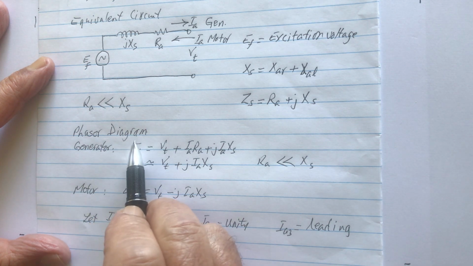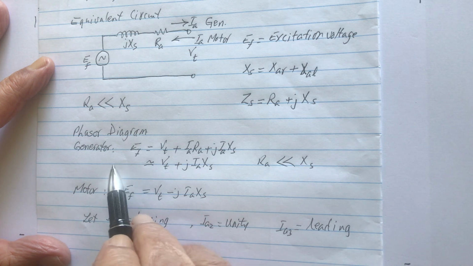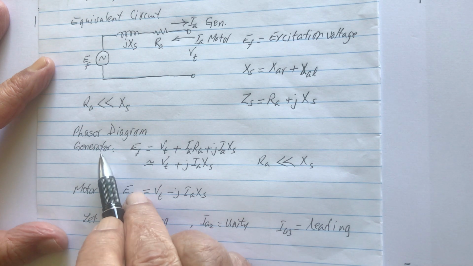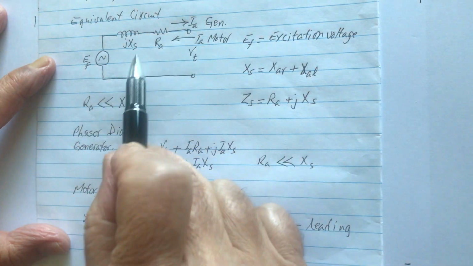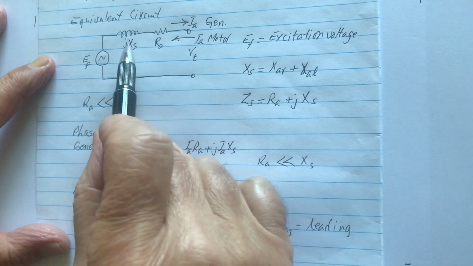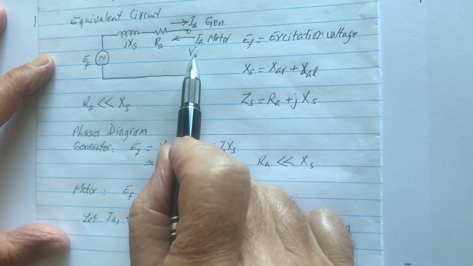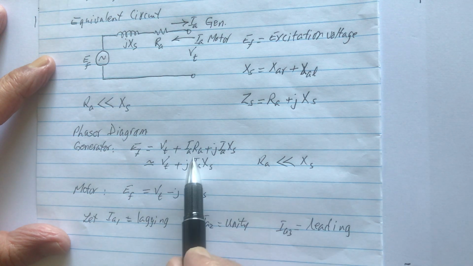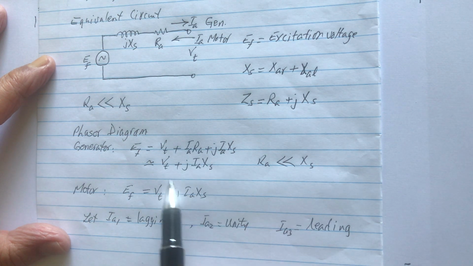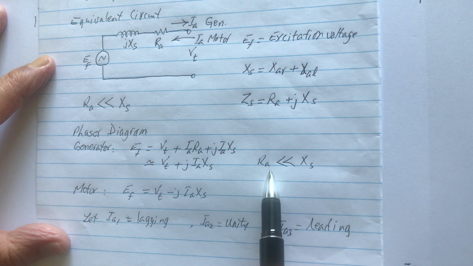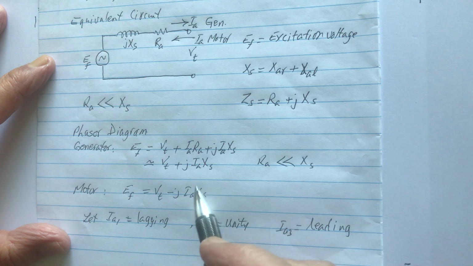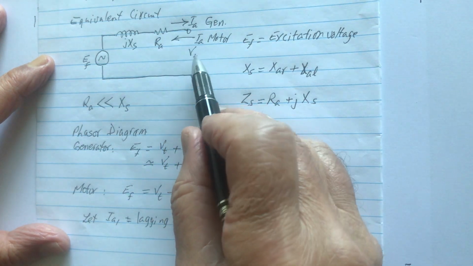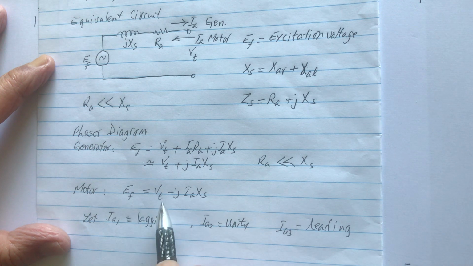Now, if we come to the phasor diagram, the EMF equation for a generator, EF, is equal to the voltage drop across the impedance plus the terminal voltage: VT plus IARA plus JIAXS. If we neglect RA, EF becomes VT plus JIAXS. For a motor, it's the opposite. The source is VT, so EF is equal to VT minus JIAXS.